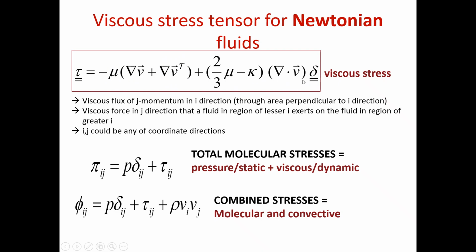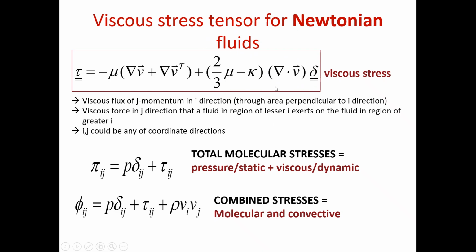So here I have divergence. The divergence of a vector is a scalar. So this is a number, and this is the identity matrix. So we have 2/3 mu minus kappa. Kappa is the dilatational viscosity. So this is just a coefficient times divergence times the identity matrix.